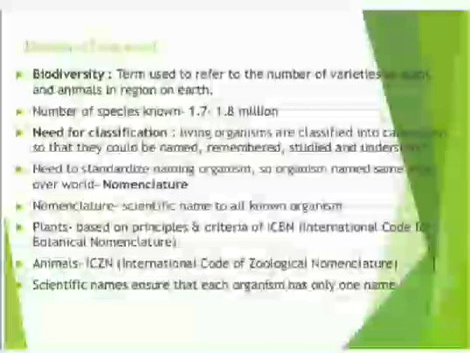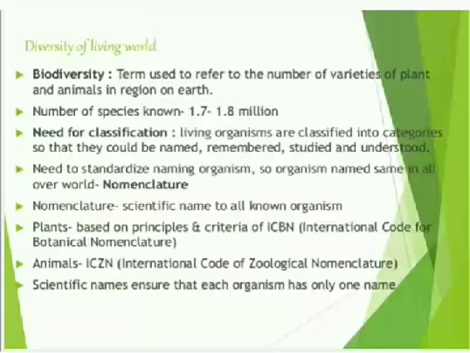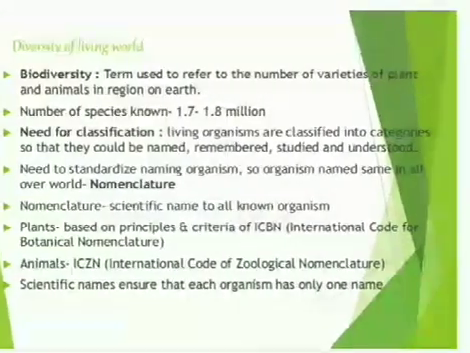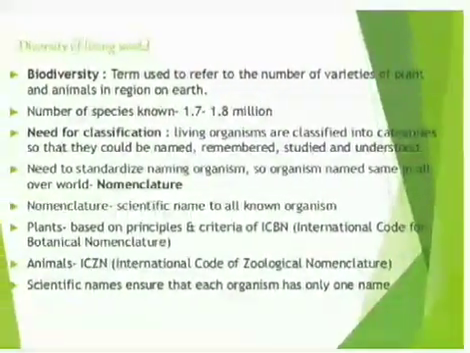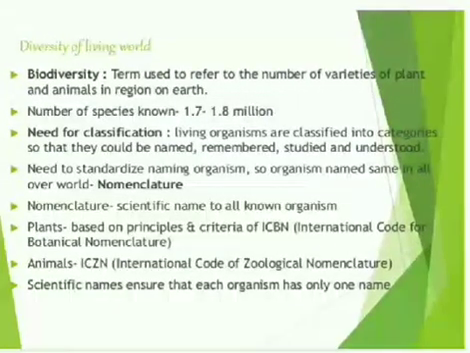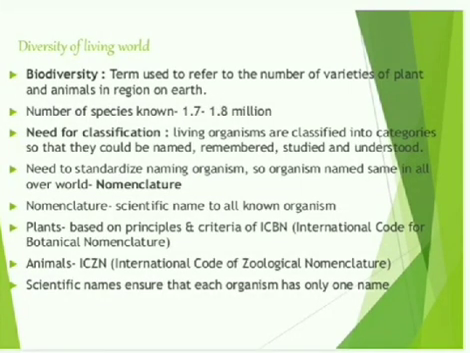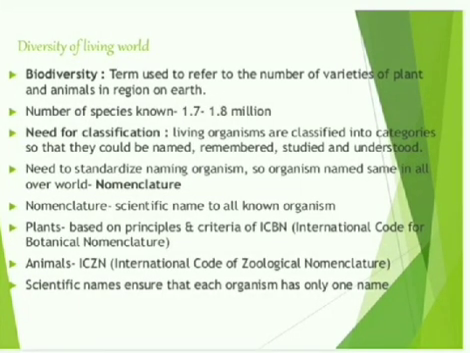Because, as we have seen in our surroundings, we find a large number of organisms in the form of fauna and flora present. It means they are in the form of plants and animals, and the number of these species reaches up to 1.7 to 1.8 million. Now it is quite impossible for us to learn about all the organisms. That's why there is a need for classification.